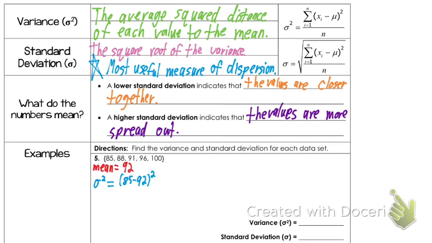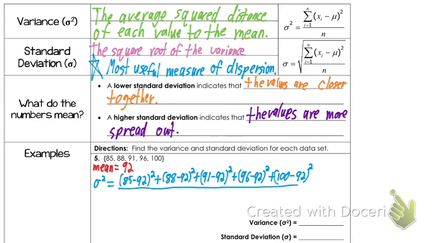Then we move on to the next one. Plus, what's going to be our next parenthesis? 88 minus 92, squared. And we're going to have how many of these parentheses? 5, one for each data value. 91 minus 92, parentheses being squared. Next, 96 minus 92, squared. Next, 100 minus 92, squared. And what's all of this going to be divided by? 5, because there are 5 pieces of data.